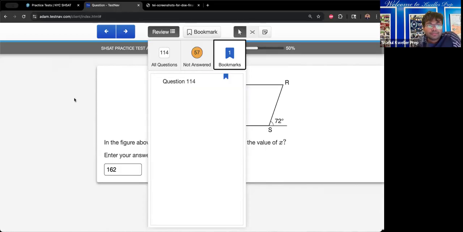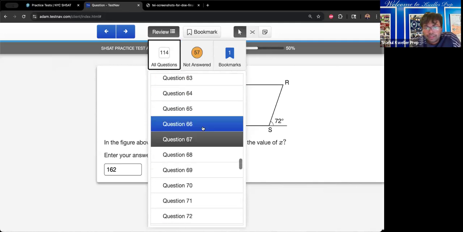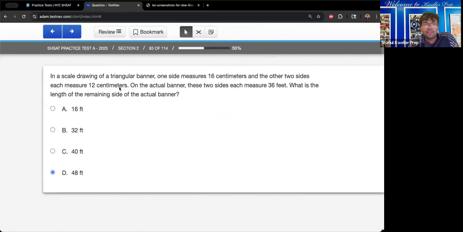I'm just going to quickly go over question 83. I think someone had a question on it, and then I'll just open the floor. Again, it says 12 centimeters, and it says these two sides each measure 36 feet.